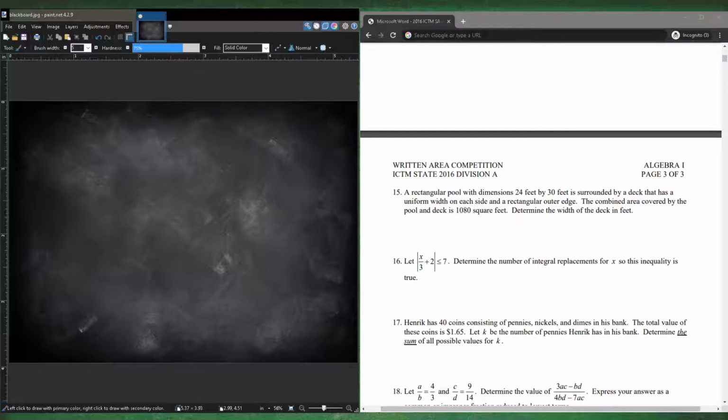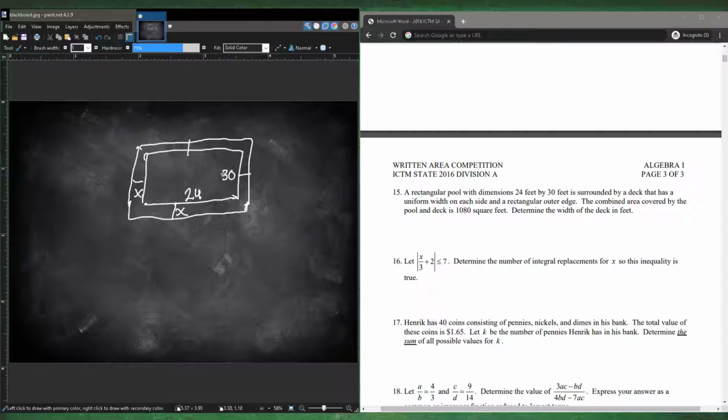Number 15. A rectangular pool with dimensions 24 by 30. So 24 by 30. Let's draw it inside. It is surrounded by a deck that has a uniform width on each side. Okay, so we have some kind of deck that looks something like this, right? So it surrounds it and it's all the same distance. We'll call it x.